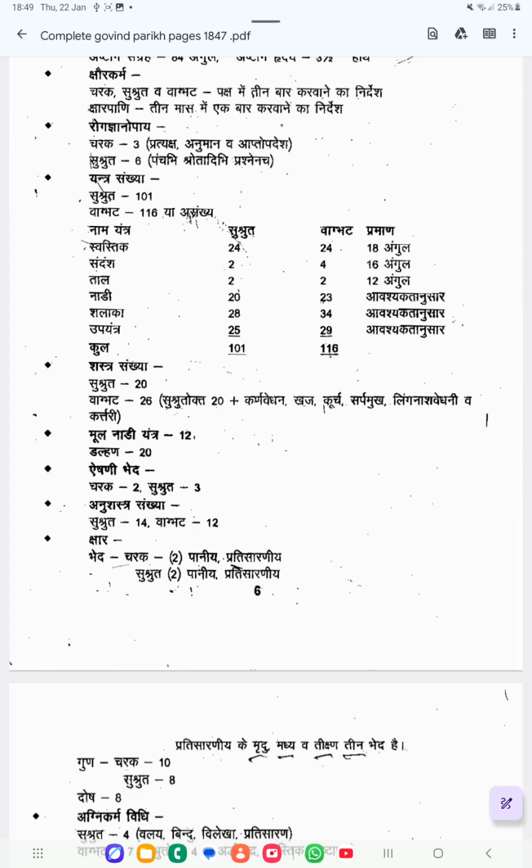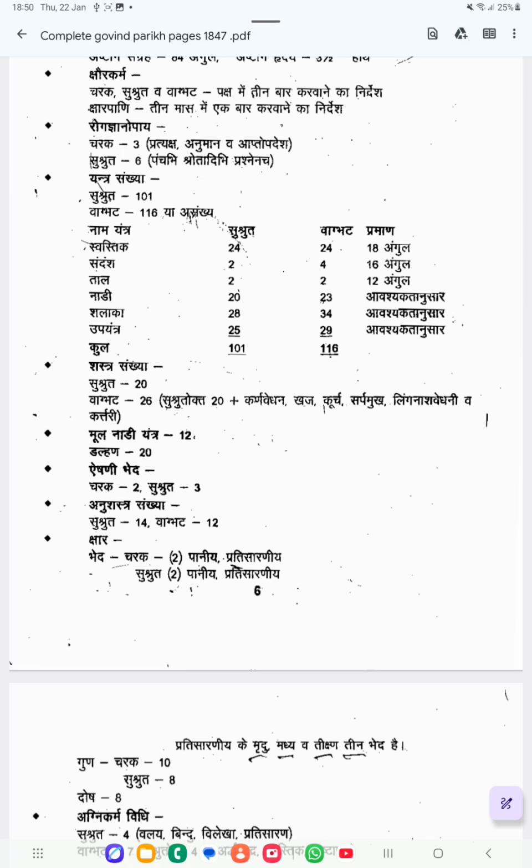Next one is Moola Nadi Yandra, that is 12 in number. Okay, Moola Nadi Yandra is 12 in number, according to Dalhana 20. Then Eshani: according to Charaka 2 types are there, according to Sushruta 3 types are there. Then Anushastra: according to Sushruta 14, according to Vagbhata 12.